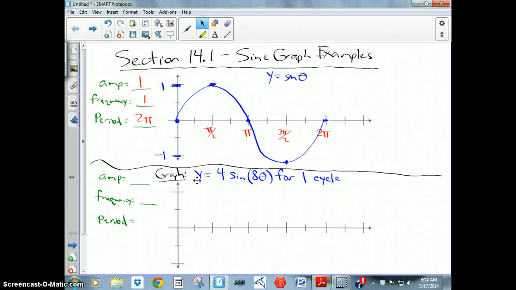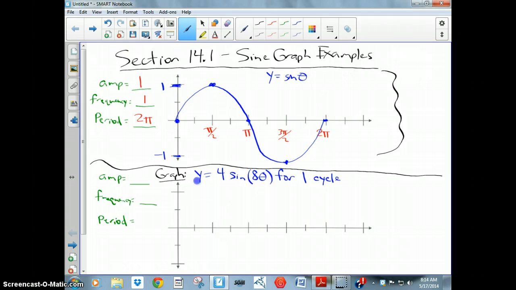In this video for section 14.1, I would like to do two examples of showing you how to graph sine functions that involve problems where the amplitude and the frequency are changed. Now, what I've got for you here on the smartboard is the original sine graph, which we've already discussed in person and also on video.